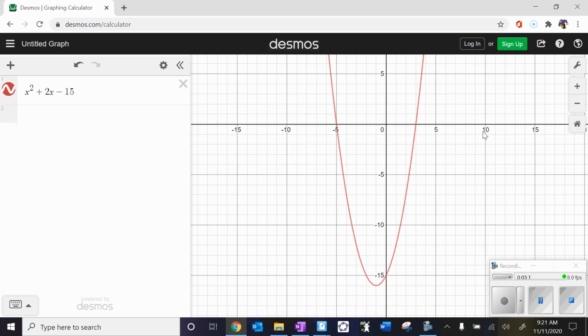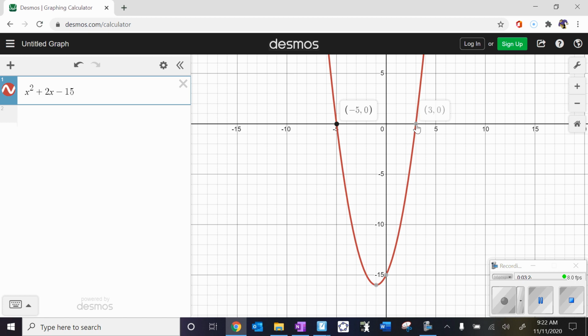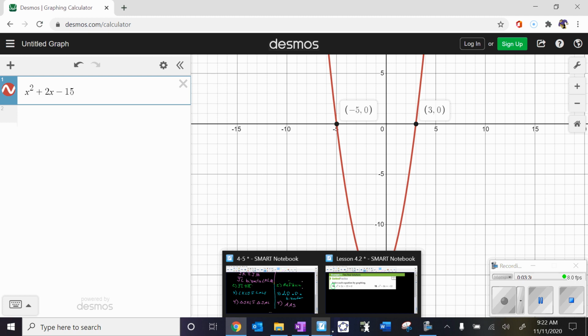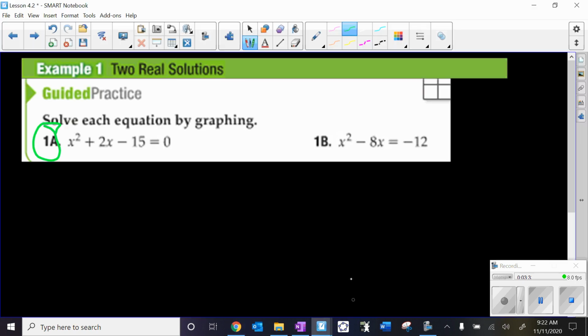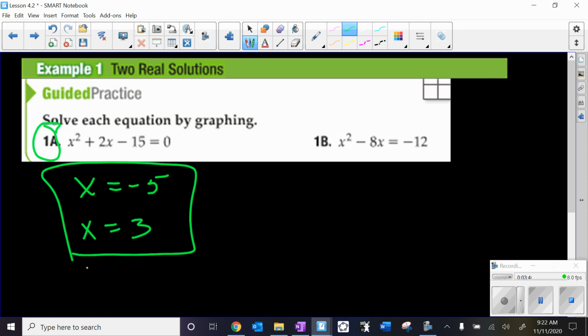Zoom out a little bit. Remember, we said that the solutions is where it crosses the x-axis. So my solutions would be at this location and this location. So for my answers, I would write down x equals -5 and x equals 3 as my solutions. Sometimes you might get some decimals. That's okay. You can round them to the nearest tenth. Or you may only get 1. You may not even get any. So if you don't get any, just write no real solutions.